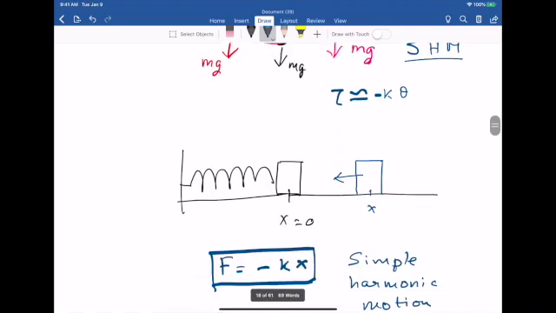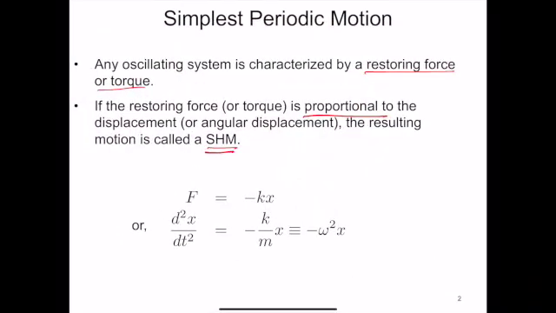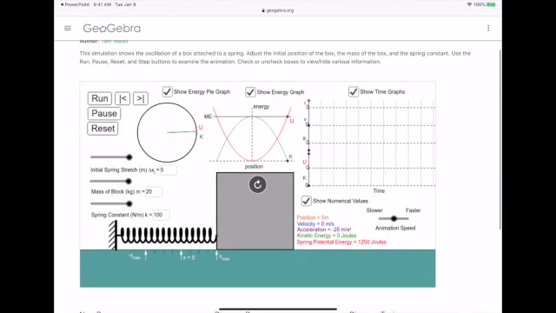So let's continue analyzing. Okay, let me first see if I can show you the simulation. All right, so I would recommend playing around with the simulation a little bit yourself, and let's see if we can get it to work.